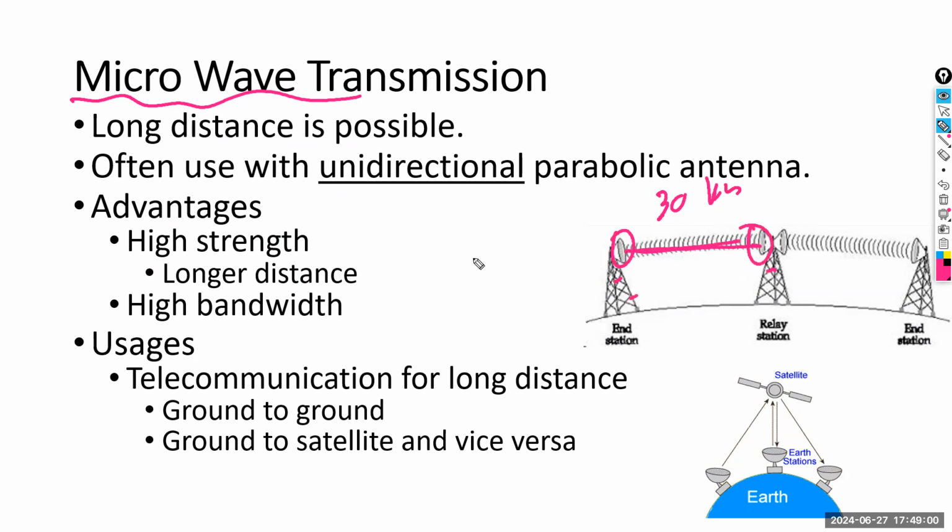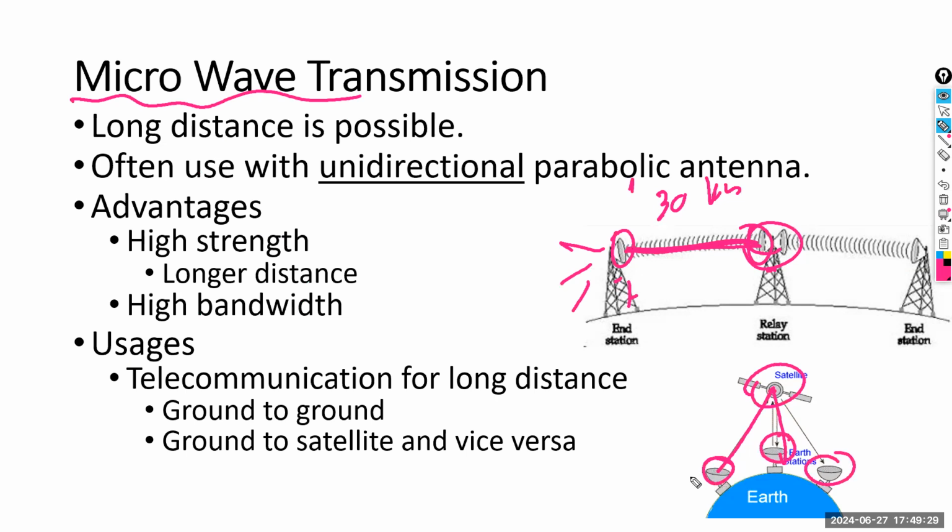So those are unidirectional. So this tower is sending signals to this tower, not broadcasting everywhere. Because for microwaves, we use a unidirectional parabolic antenna. It's higher strength than radio waves. That is one usage. Second usage is your dish antenna to the satellite and satellite to the antenna.